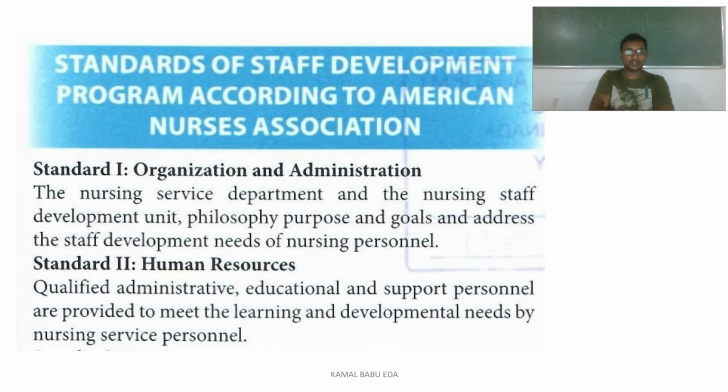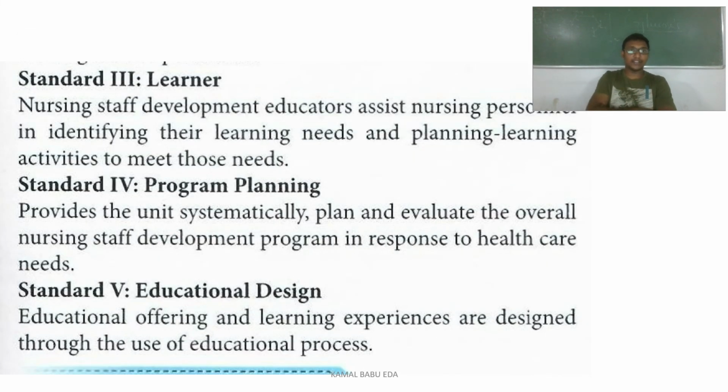Next one is human resources. So qualified administrative personnel should be there. Educational and support personnel should be provided mainly to meet the learning as well as developmental needs of nursing service personnel. Third one is learner. So the nursing staff development educator should assist the nursing personnel in identifying their learning needs and planning learning activities to meet those needs where they have deficiencies.